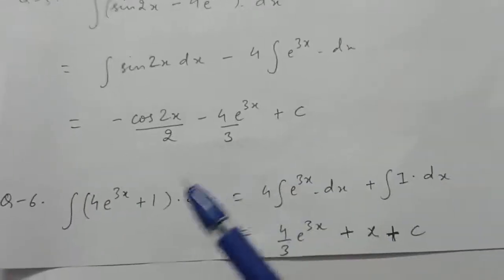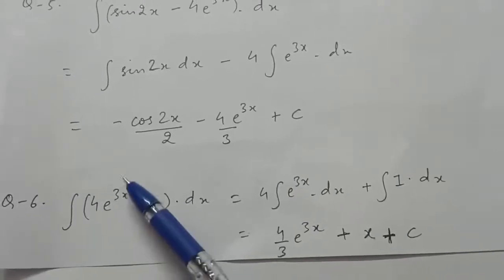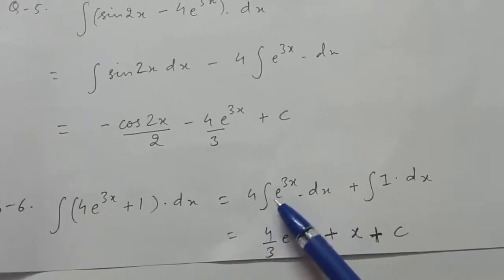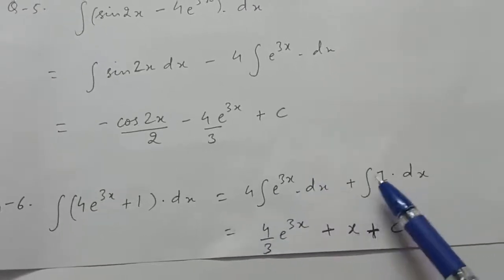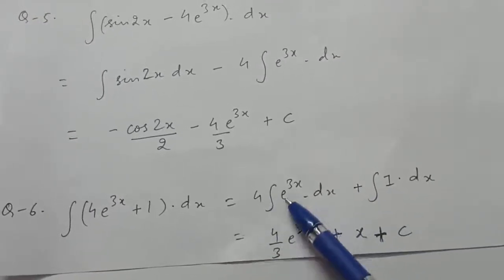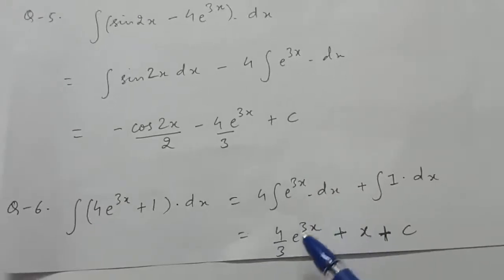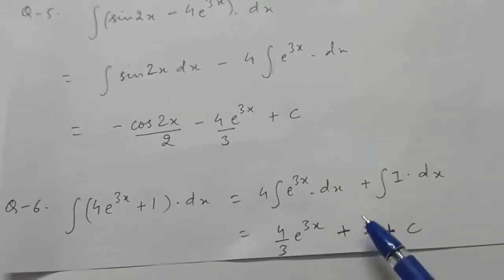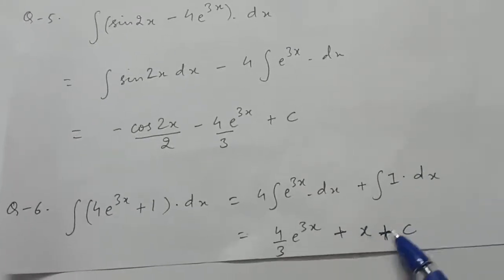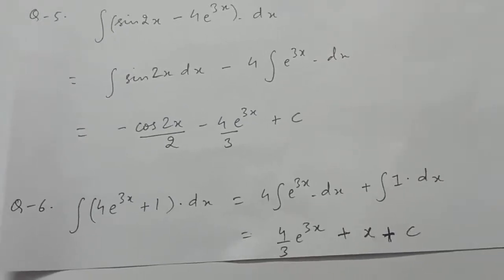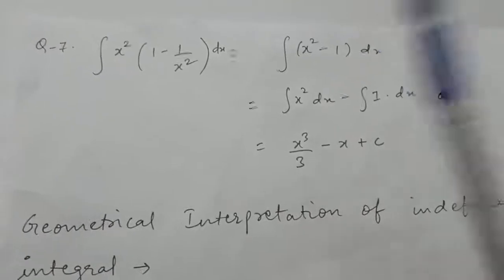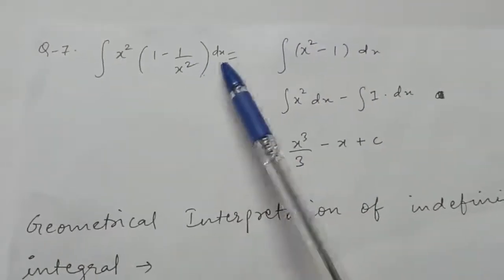Question number 6, integral of 4 into e raised to the power 3x plus 1. So it can be written as 4 into integral of e raised to the power 3x plus integral of 1. So 4 as it is, integral of this is e raised to the power 3x upon 3 plus, because derivative of x is 1, therefore integral of 1 will be x plus c. Clear?